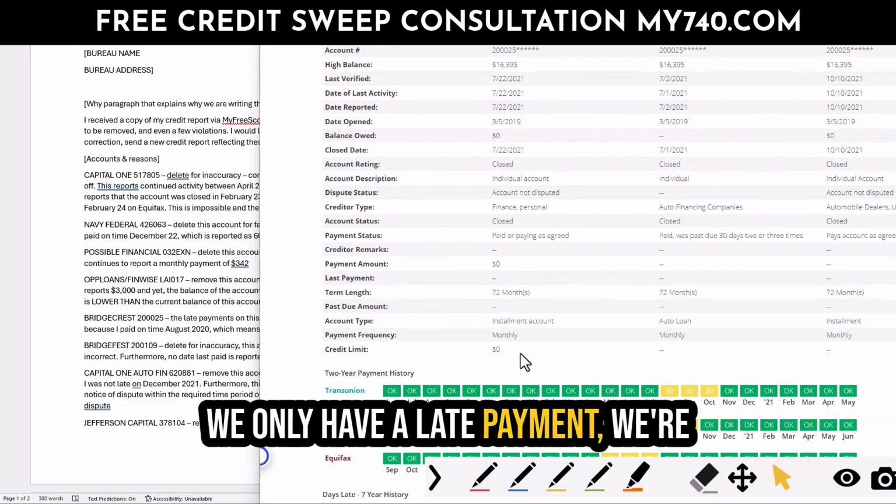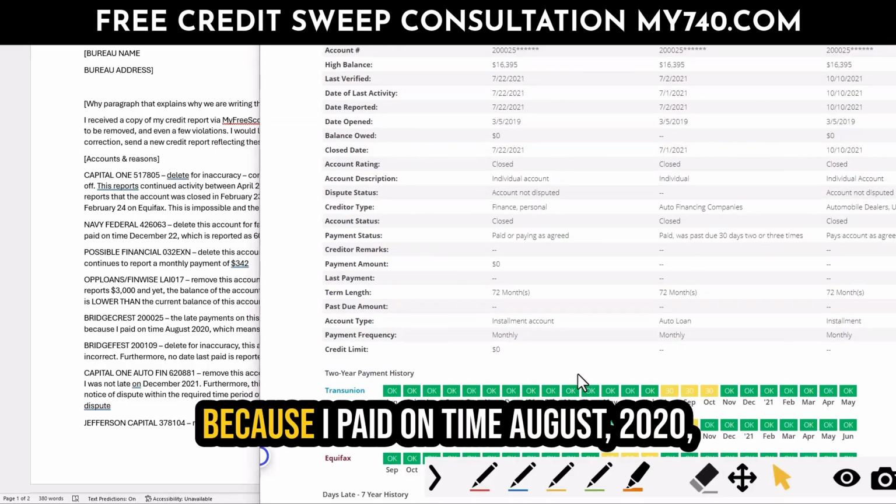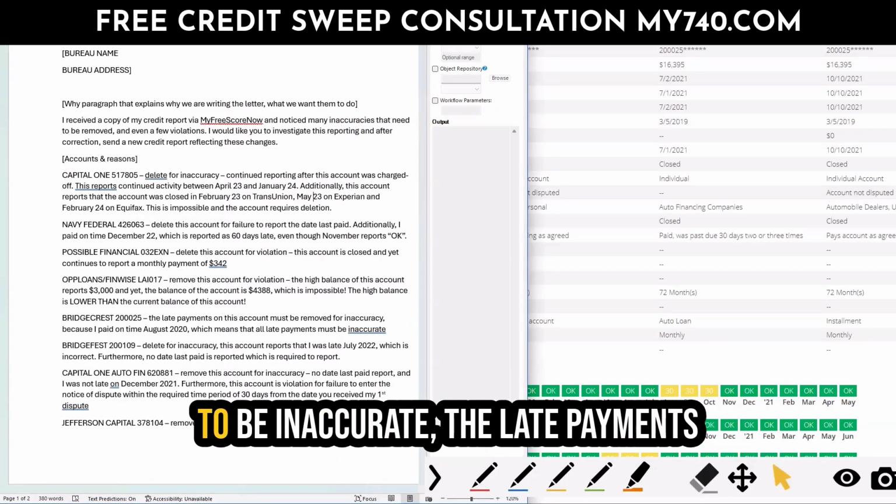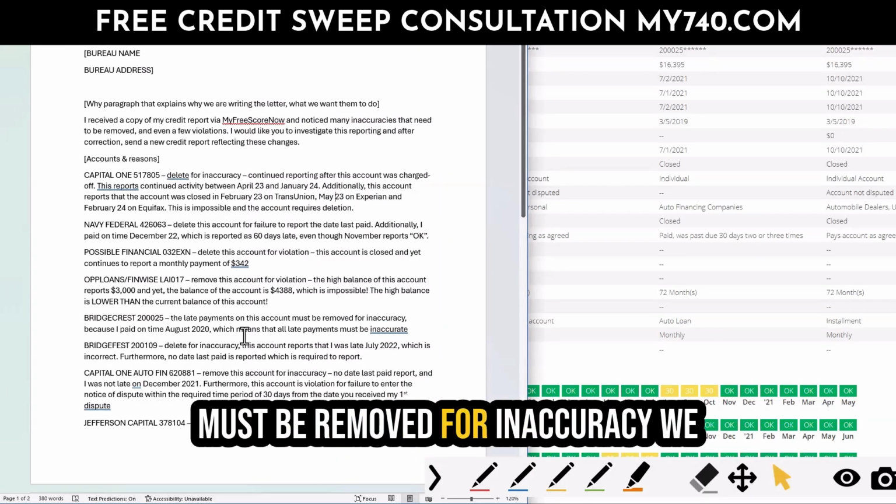Bridgecrest. We only have a late payment. We're going to remove all the late payments because I paid on time August 2020. If one is inaccurate, they all have to be inaccurate. The late payments must be removed for inaccuracy.